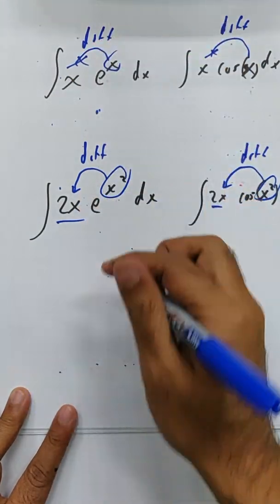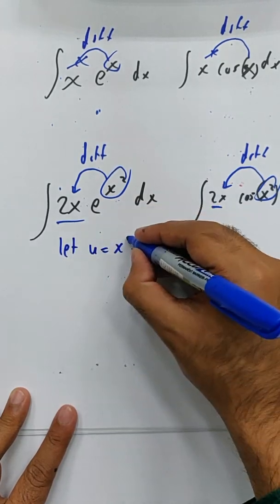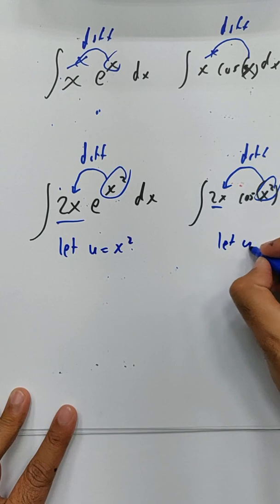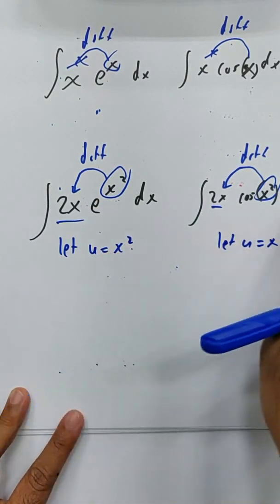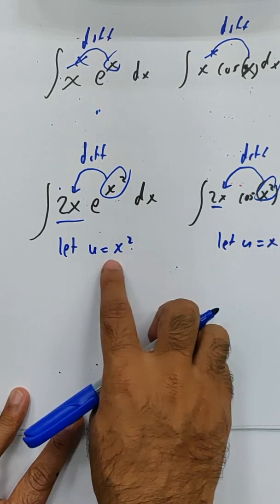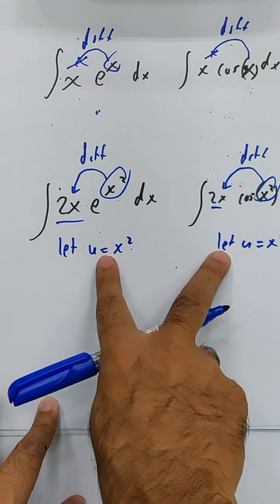So for these two, you need to let u equal x squared. Same goes for this one. This one I have explained in the previous class. This one I haven't explained yet, but the concepts are the same. You get the same answer. Okay, so I'm not going to go further down.